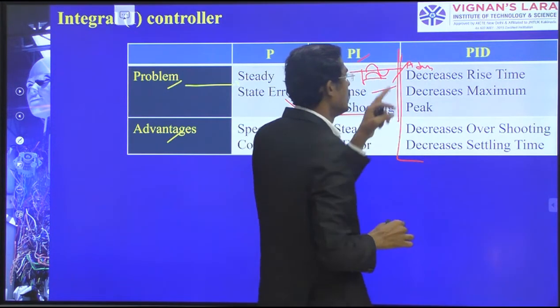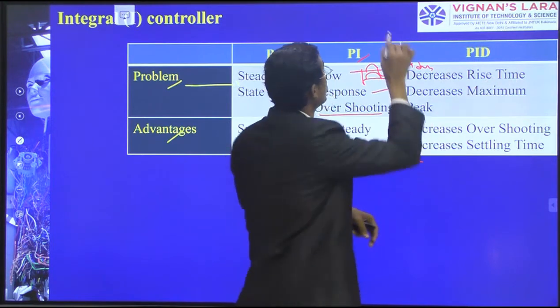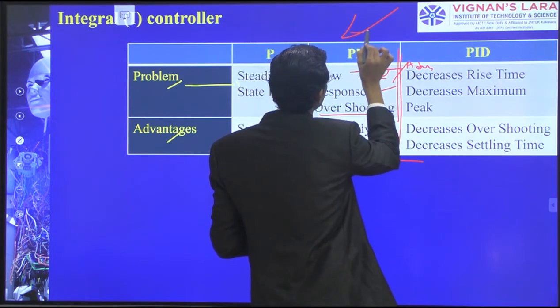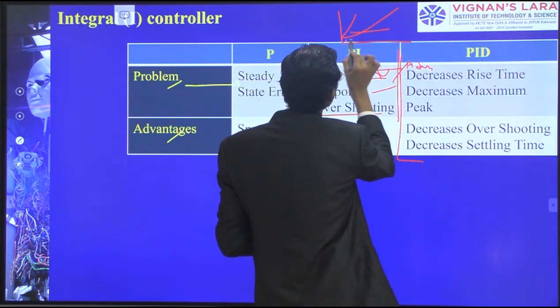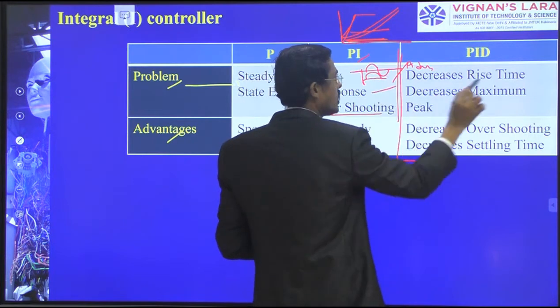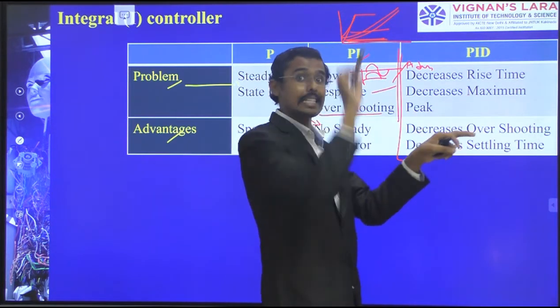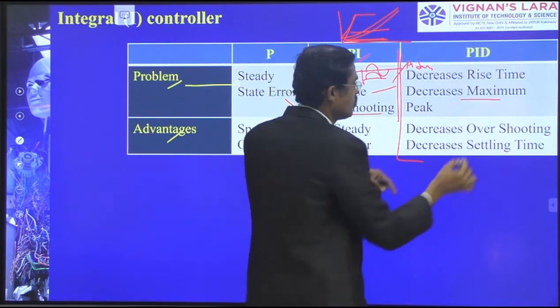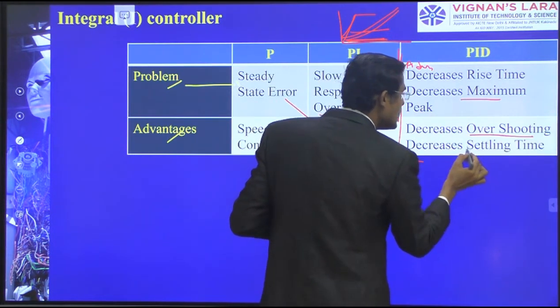Completely advantages. Decrease the rise time. Rise time, slowly it is not rising. Decreasing the rise time. This is the rise time, X and Y. Instead of going to that point, we are reaching here itself. Decreasing the rise time. It decreases the maximum peak, which means the overshooting. Decreases the overshooting. Decreases the settling time.